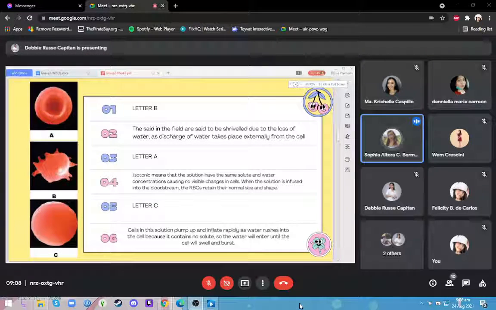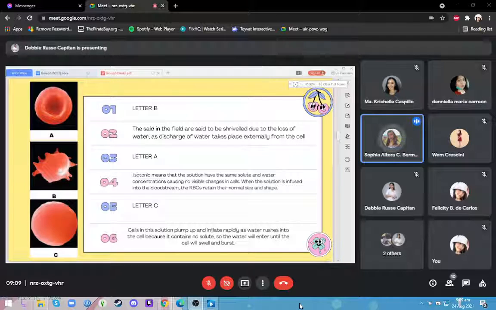Our answer for number 1 is letter B because it has a higher solution or lower water content than another solution. Our answer for number 2 is letter A since a solution has the same salt concentration as cells and blood. And for the last item, our answer for number 3 is letter C, since a solution that has a lower concentration of solutes than the cells inside.